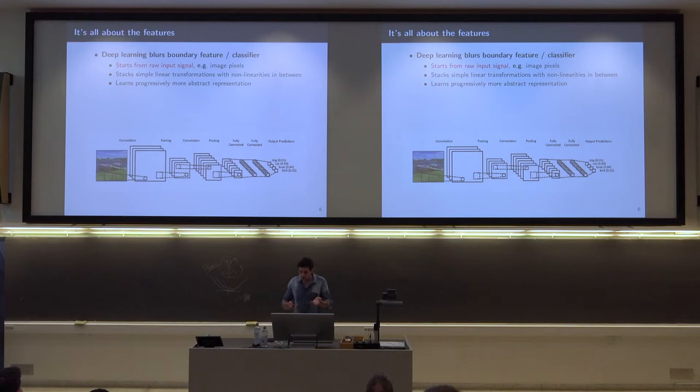So that's the key message here. Building the features and classifying is done together in an end-to-end manner to minimize a task-specific loss. So the features are built using the task and the loss. And that's the key distinction with previous methods.